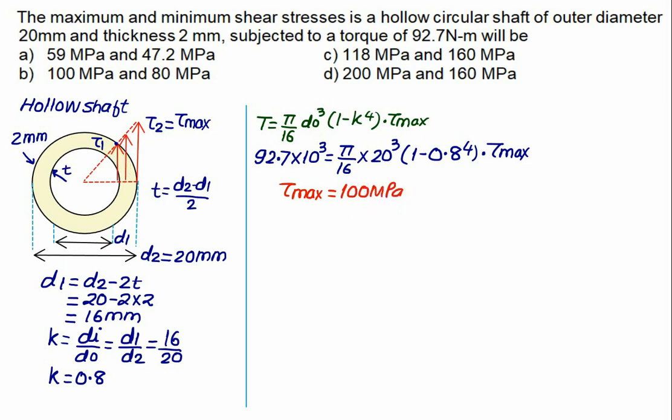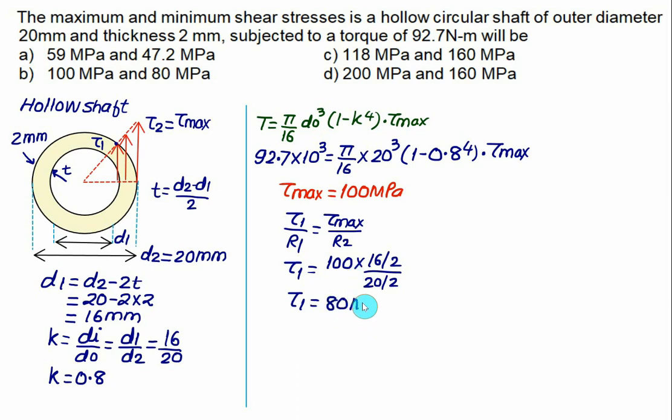And since we have a linear distribution here, we can write tau 1 at radius R1 over tau max at radius R2. So the minimum value of the shear stress tau 1 is tau max equal to 100, times R1 over R2. R1 is equal to 16 by 2, R2 is equal to 20 by 2. That is equal to 0.8. So 0.8 into 100 equals 80 megapascal. So the maximum is 100 and the minimum is 80. Our choice B.